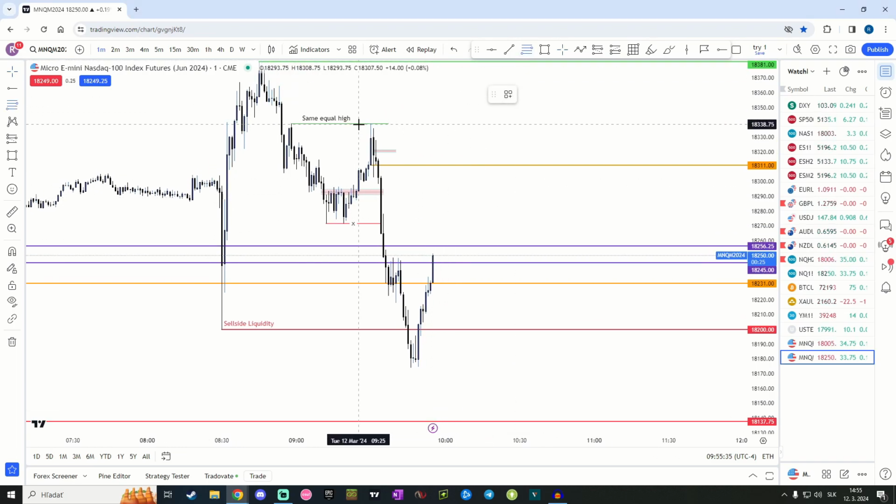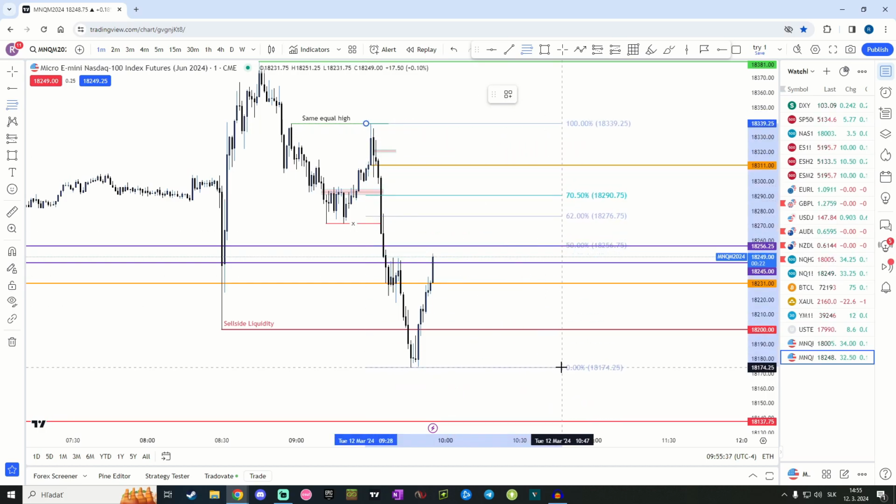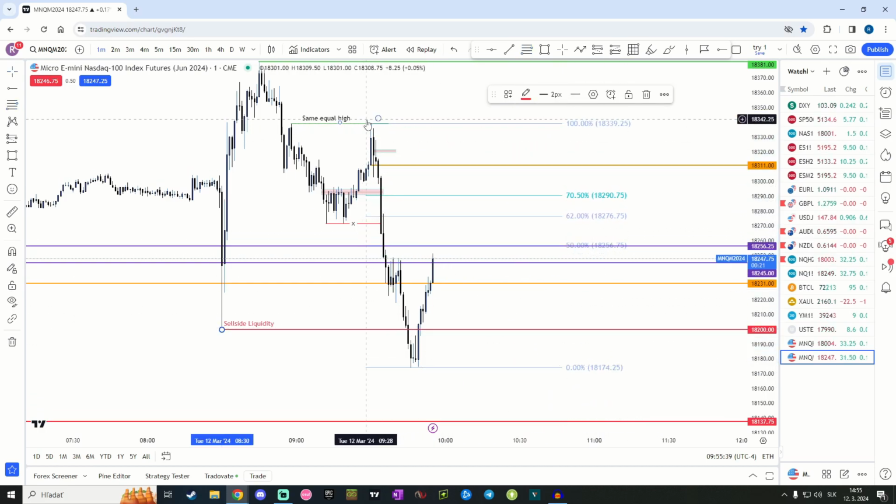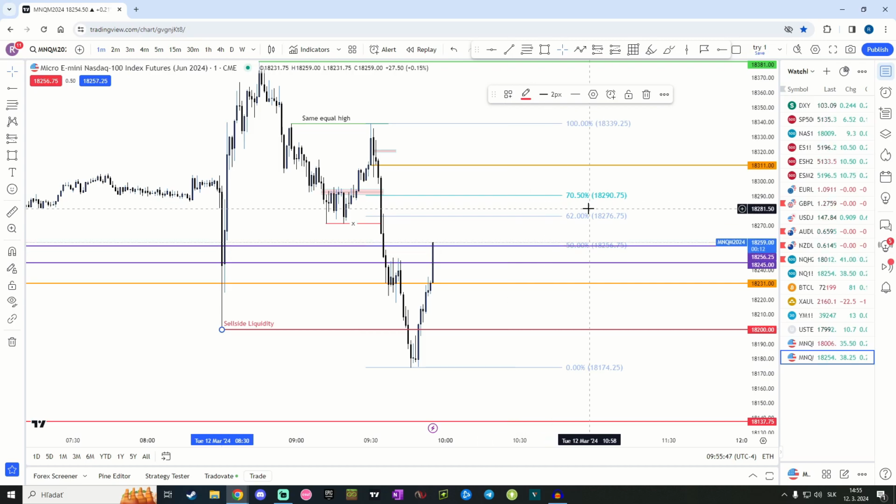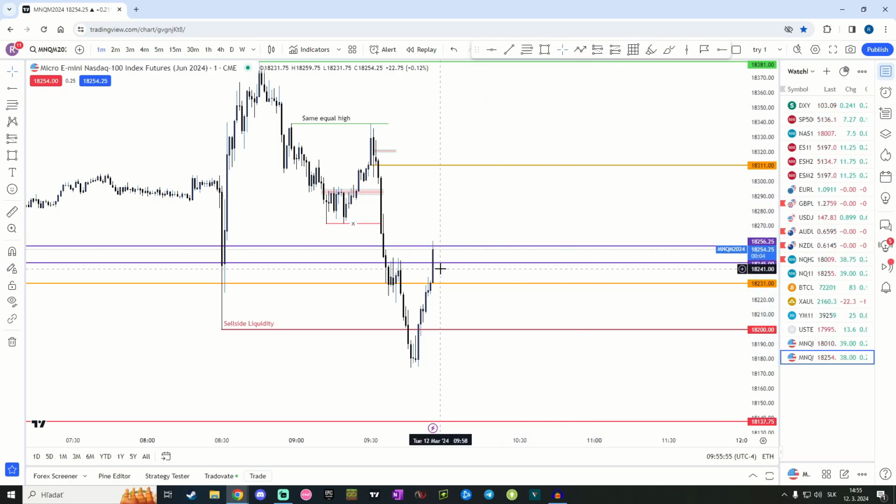Because coming back to the 50% of the range of this price leg. So we already traded through the 50%. And the 50% is also the high of the new day opening gap. So maybe this will be something that I will try to go short.